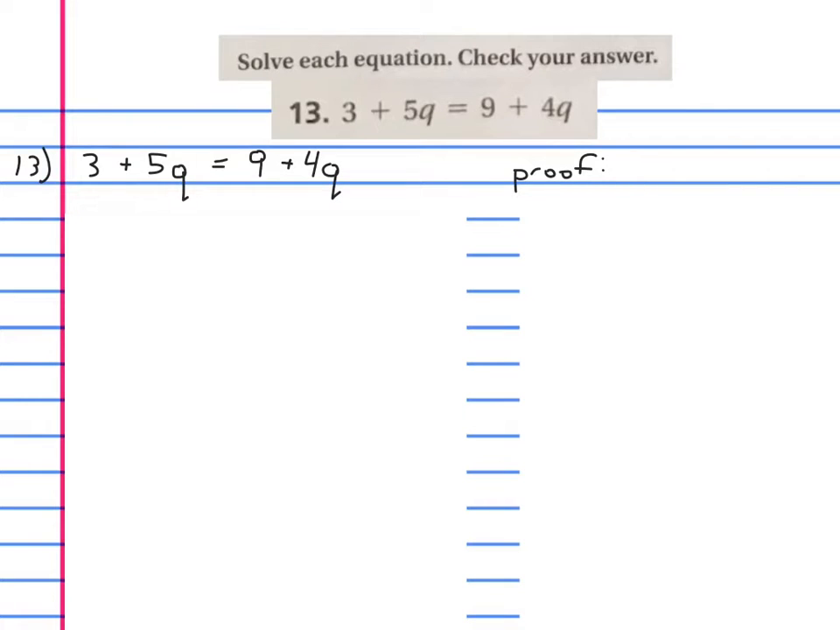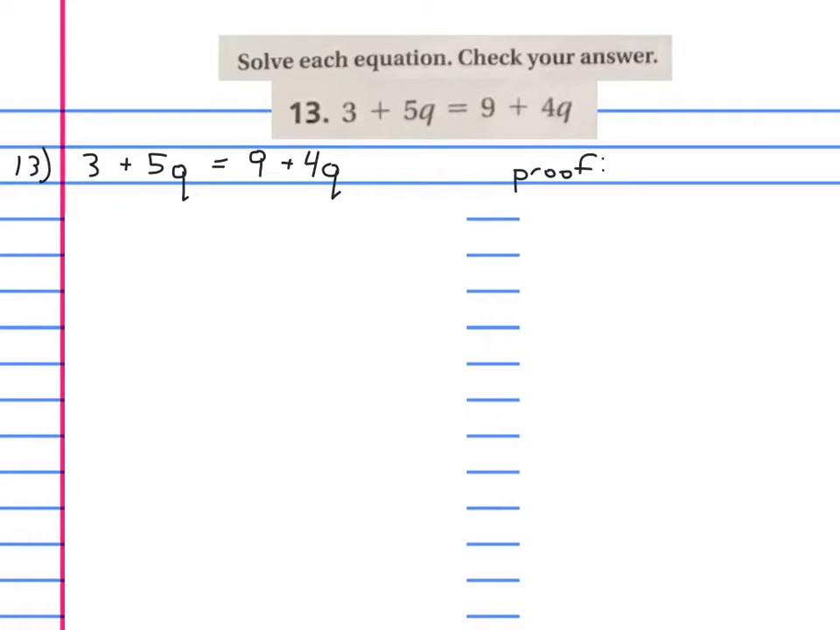All right, solve each equation, check your answer. We've got variables on both sides. Just like the last problem, we can move any number of things. We could, if we wanted to, take this and subtract 3 to move this away from this side over here. Okay, we could do 3 plus 5q minus 5q to get this off of this side and move it over here.